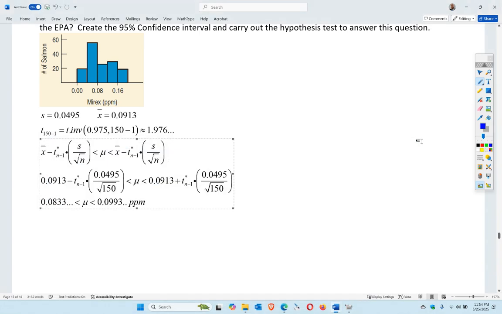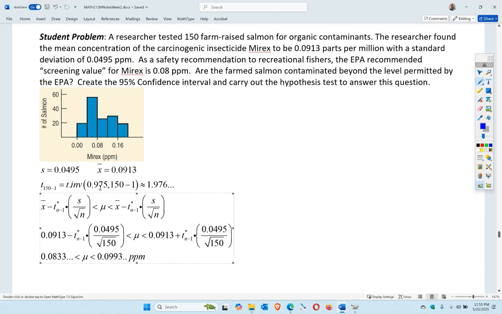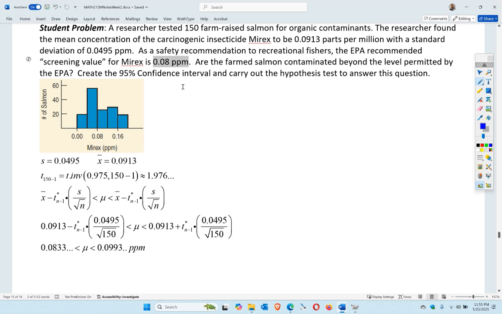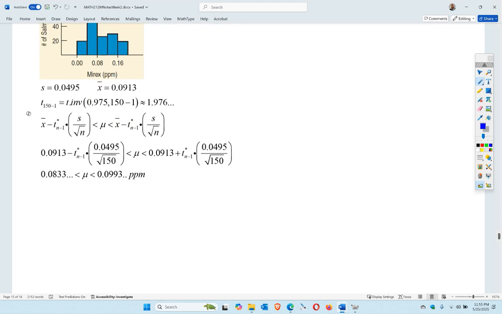So if the hypothesis test rejects, it will not be in there. If it doesn't reject, it will be in there as far as what's being hypothesized. So 0.08 is the EPA amount, basically. So if you're more than that, then you have a problem, correct? Okay. So step 1.